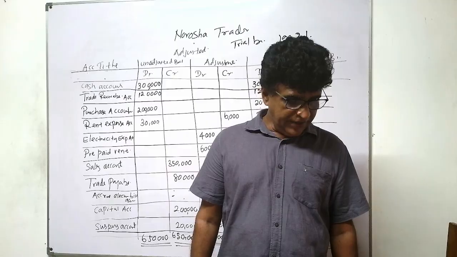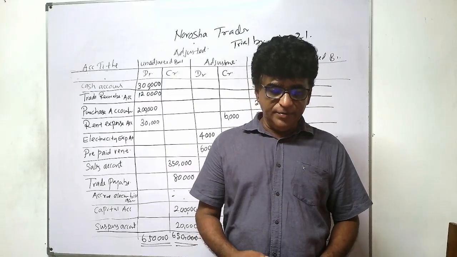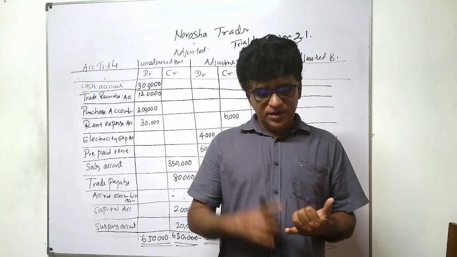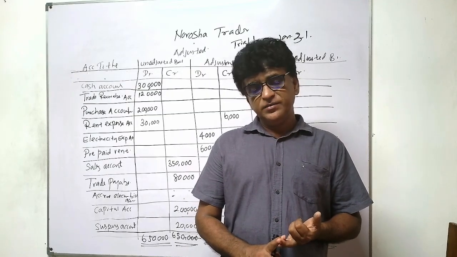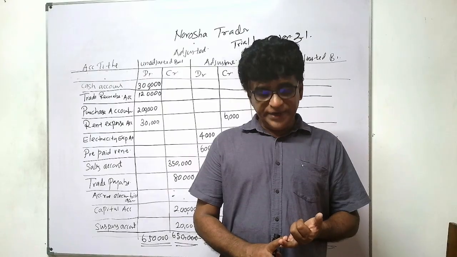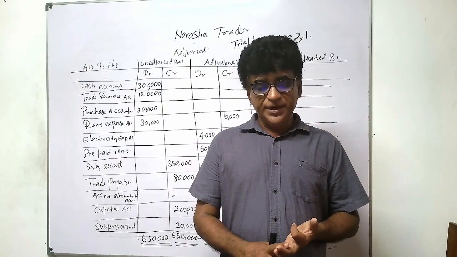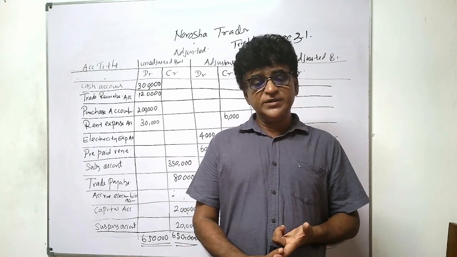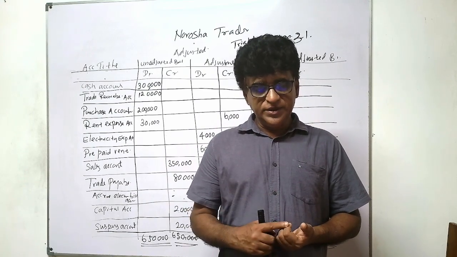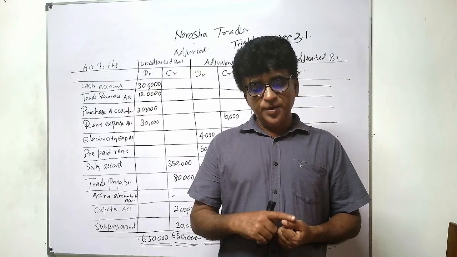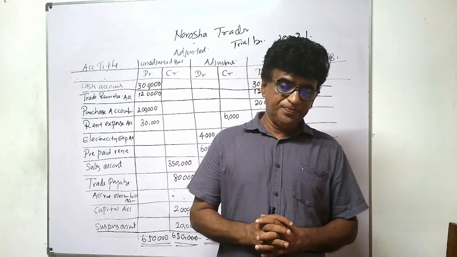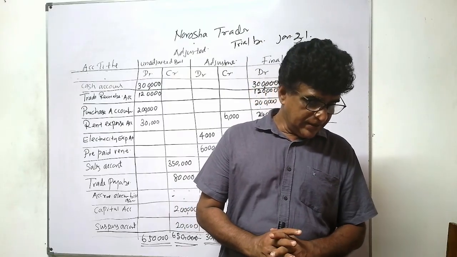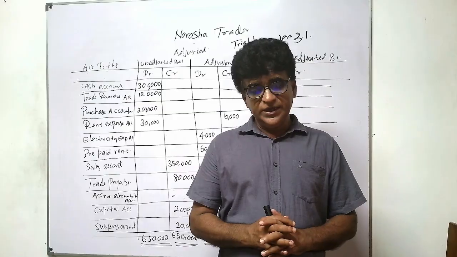Then we will stop for today. I think you have understanding about passing general journal entries, passing general ledger entries, providing T accounts and preparation of the unadjusted trial balance, and the process of the suspense account, how to close the suspense account and how to prepare the adjusted trial balance. I think you have thorough understanding about that.